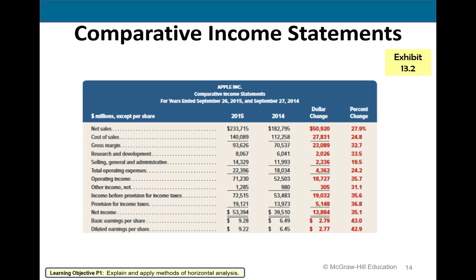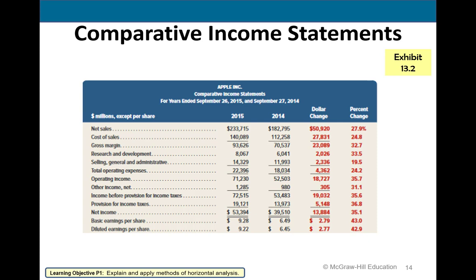The amounts of two or more periods are placed side by side, with additional columns showing dollar change and percent change. This slide shows Apple's comparative income statements. Apple reports substantial sales growth of 27.9% in '15. This finding helps us support management's 25.3% growth of assets reflected in the comparative balance sheet.